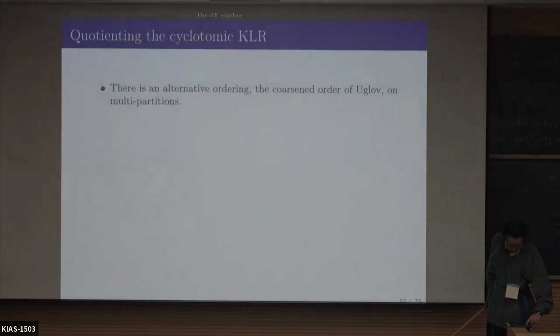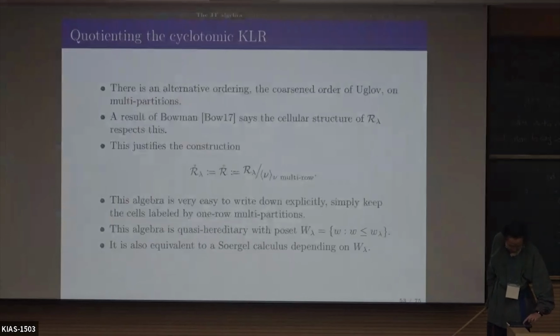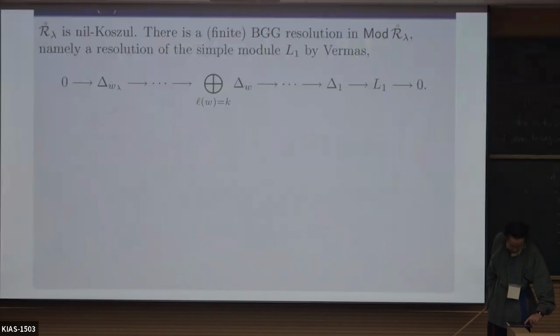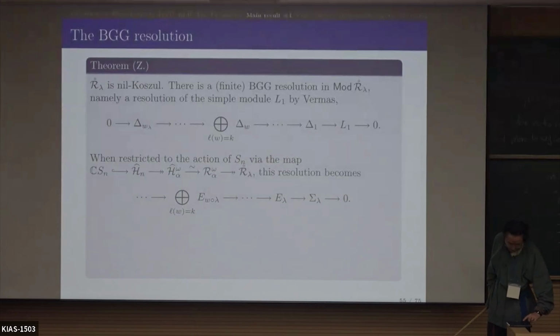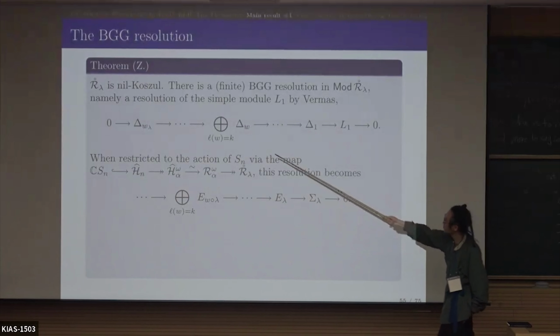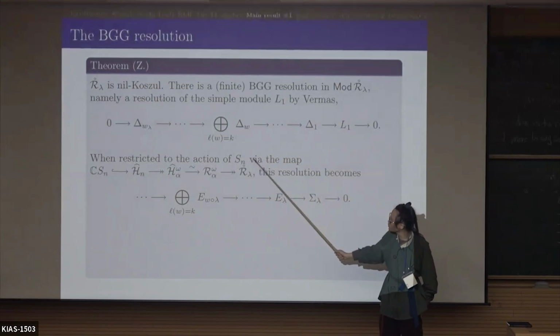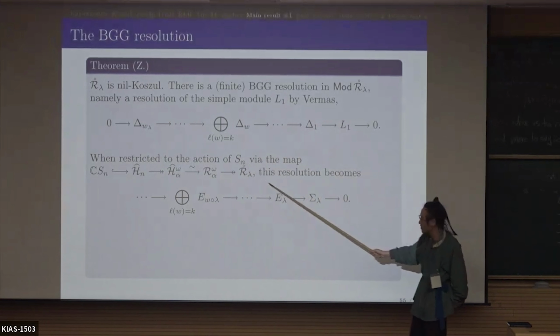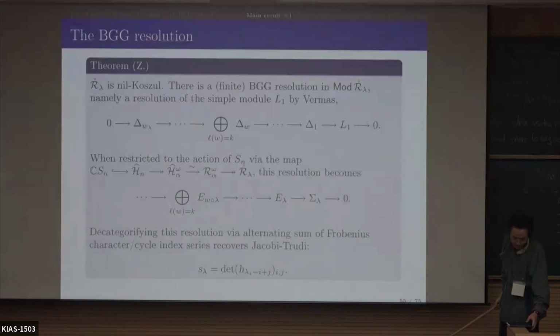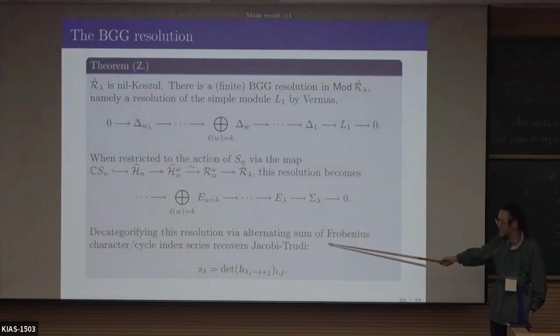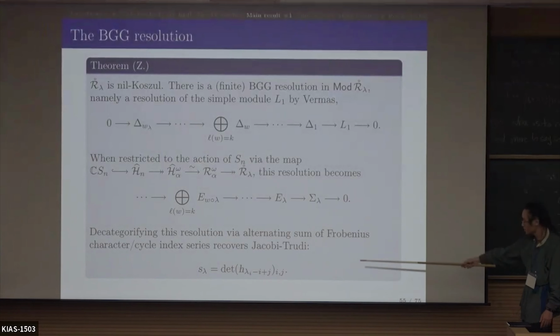Let me just put the main result on the board. The main result is that there's some construction for some algebra, which is Koszul. It has a finite BGG resolution of the simple module by Verma modules. And when you restrict along some map from S_n to this algebra, you recover a resolution of Specht modules by permutation modules, and decategorifying will return you the Jacobi-Trudi determinant formula.